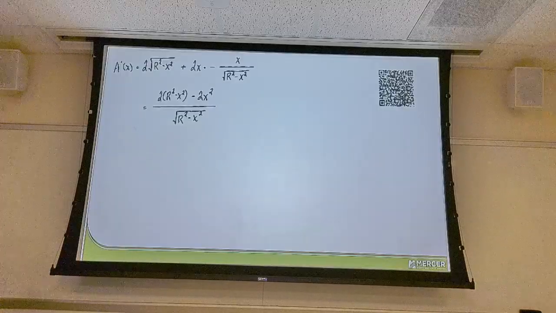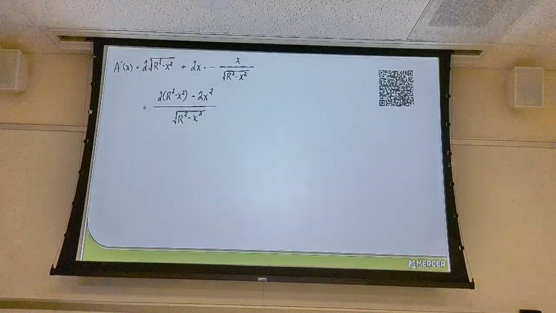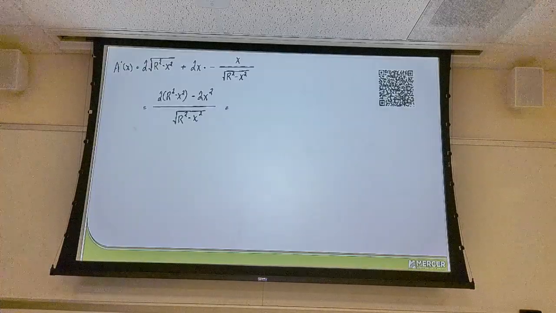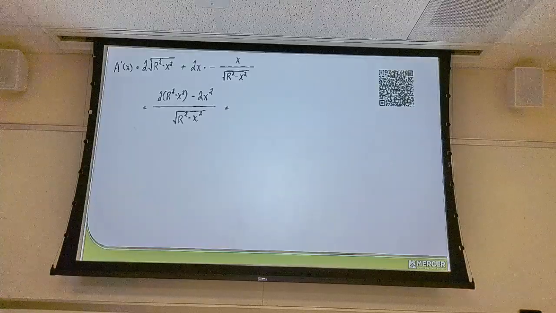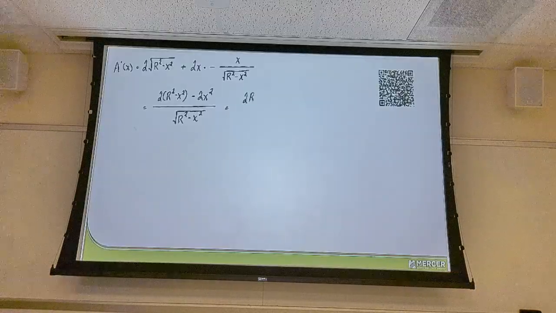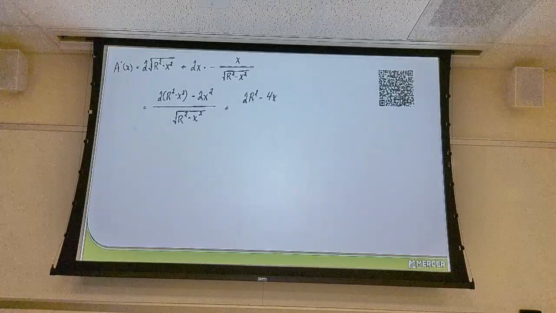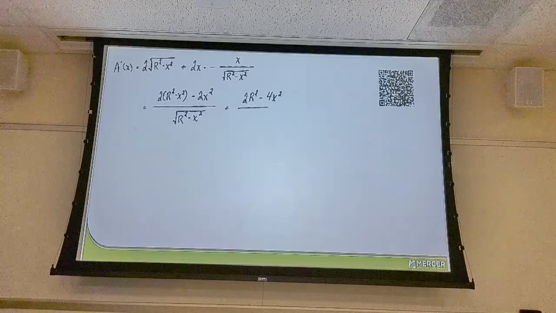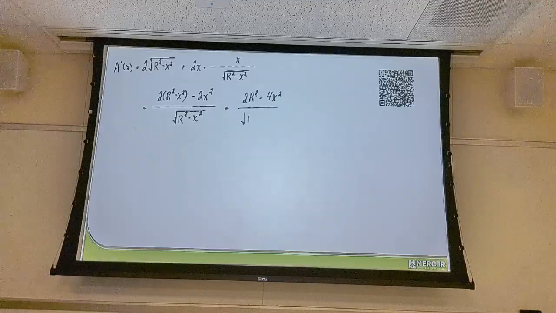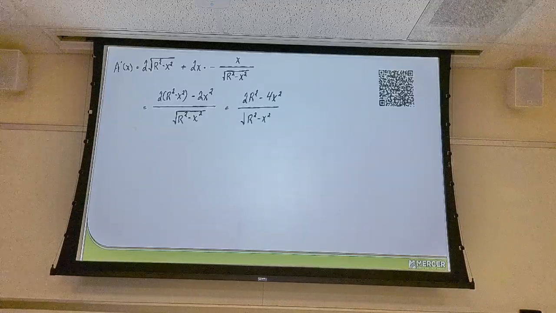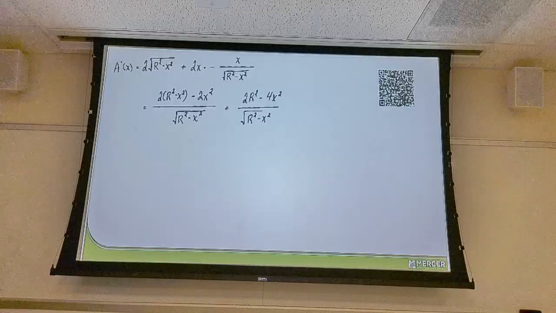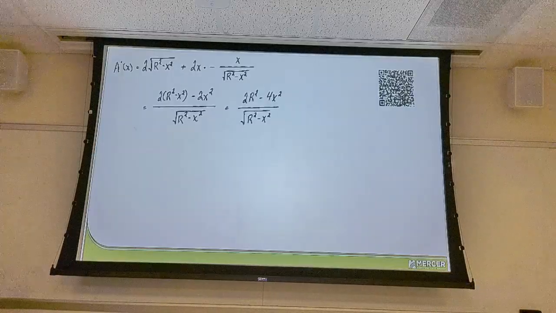Simplify to a single fraction. Common denominator. It looks like we're going to get what? 2r squared minus 4x squared, all over the square root of r squared minus x squared. Right?